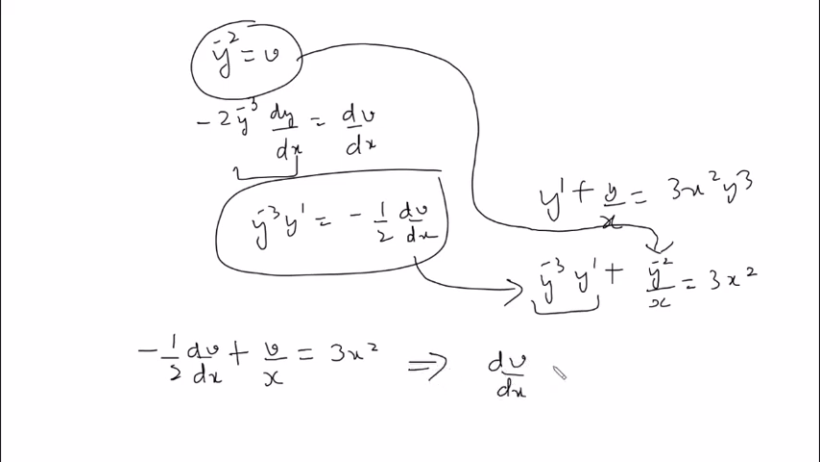dv by dx minus 2 by x into v is minus 6x square. So whatever is that minus half, you just multiply with minus 2 all the terms, so you will get this.